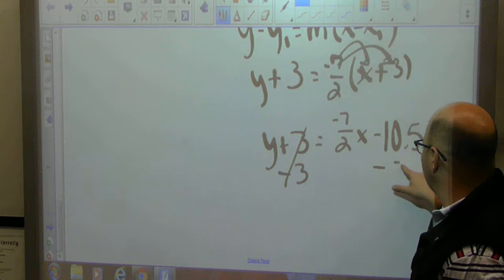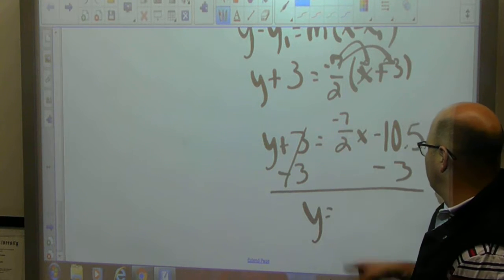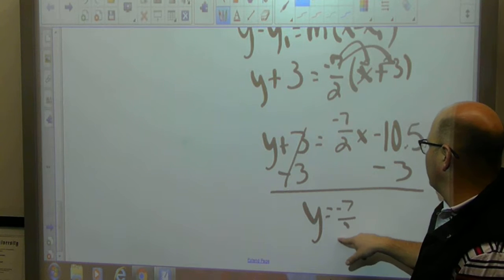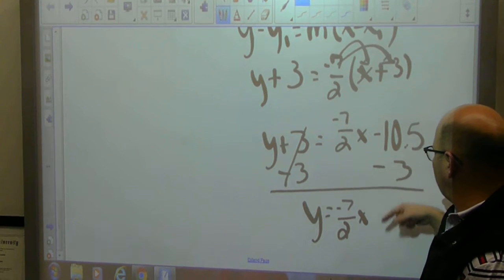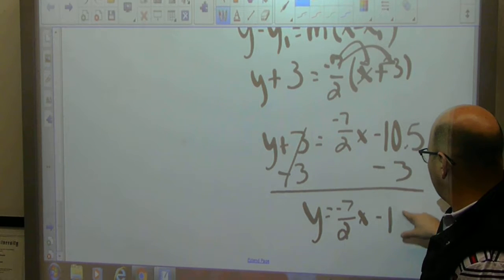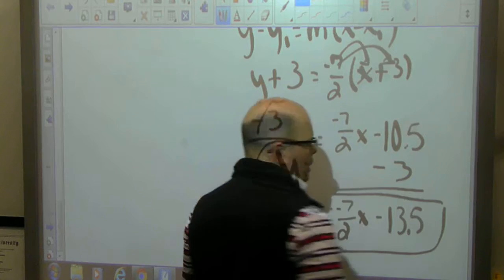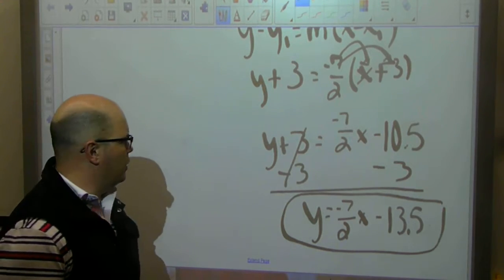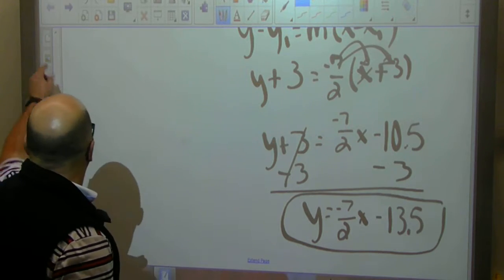Now I'm just going to isolate my y. That goes away, this goes away, and I'm left with y is equal to -7/2x. -10.5 minus 3 is -13.5. And I've solved that equation when I was just given 2 points. Okay, let's look at another example.